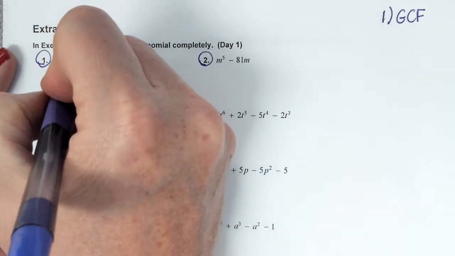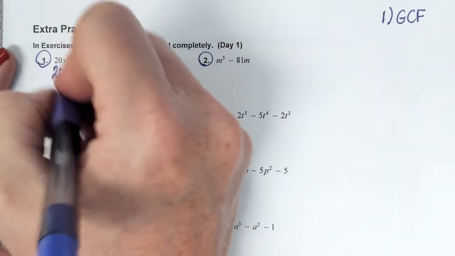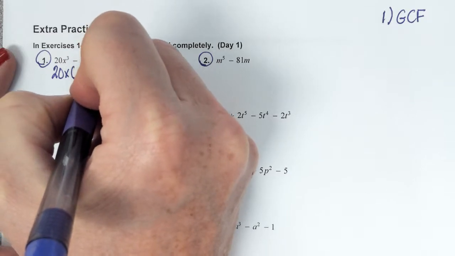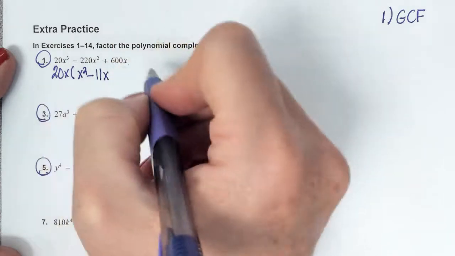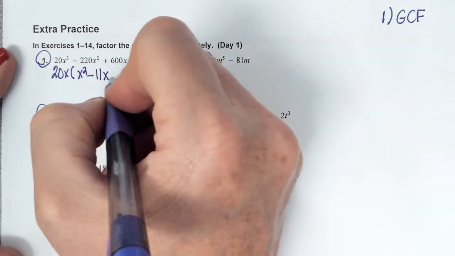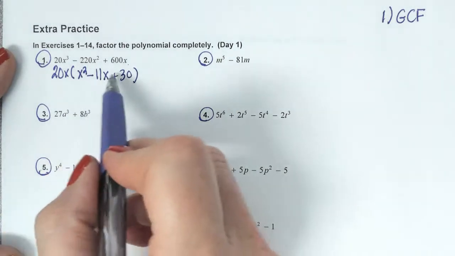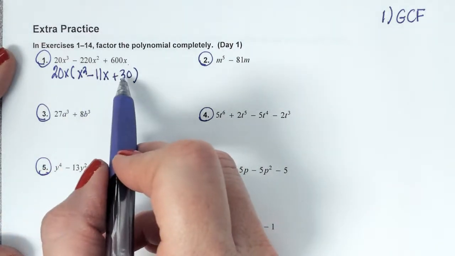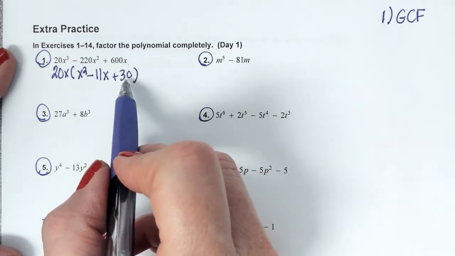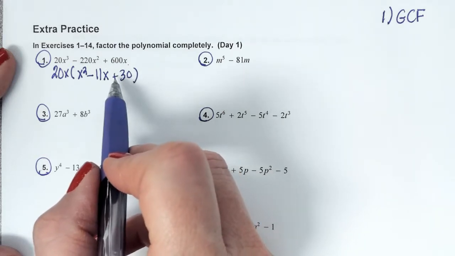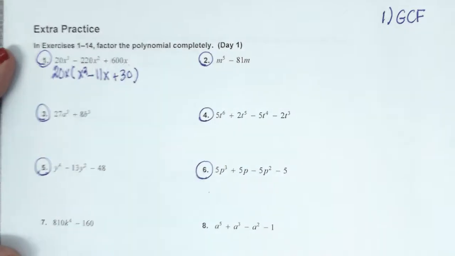X, right? So 20x. So what I'm left with then, 20x cubed divided by 20x is going to be x squared. 220 divided by 20 is 11x. 600 divided by 20 is 30. So now I want to see if this can be factored further. Here's the way I do it. I look here first, and I say, are there numbers that multiply to be 30 that add to be 11? You can just read it backwards. Zane, what are they?